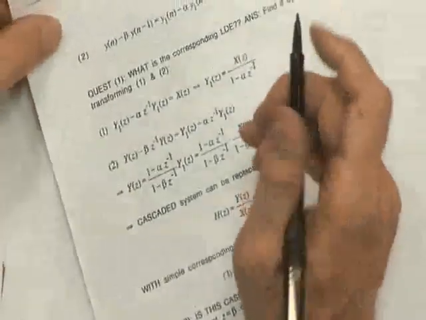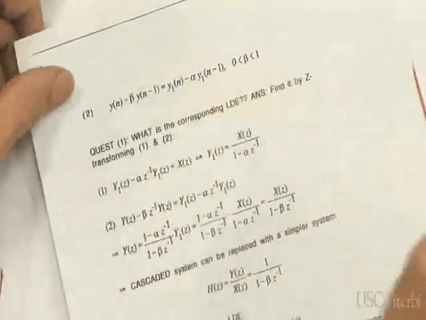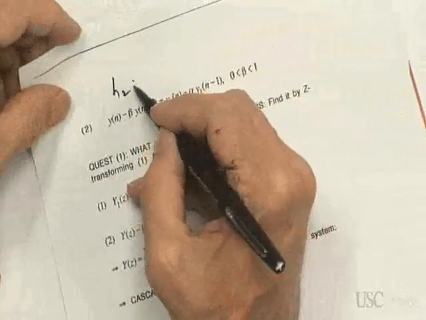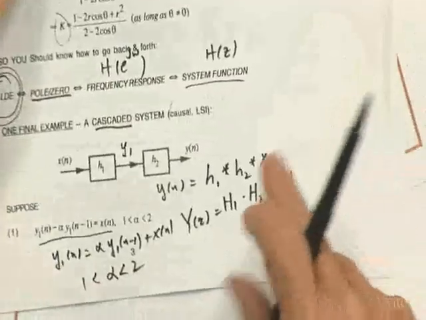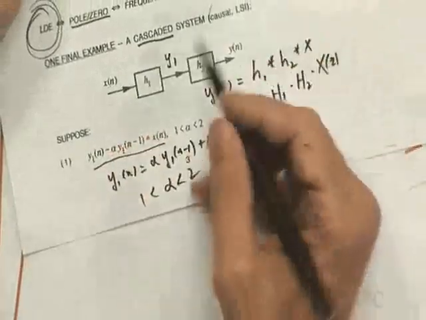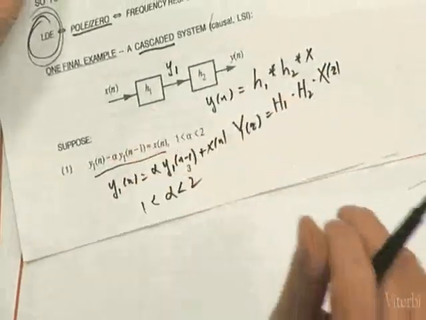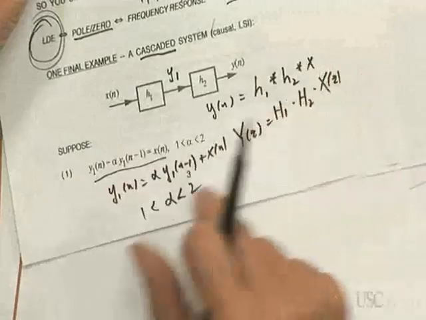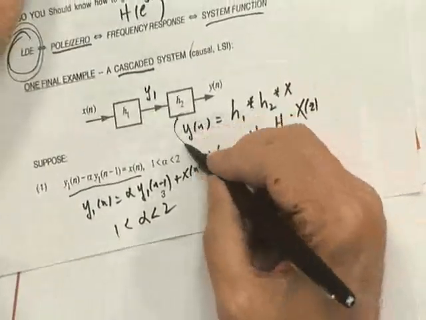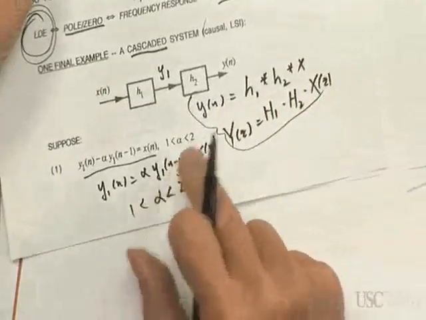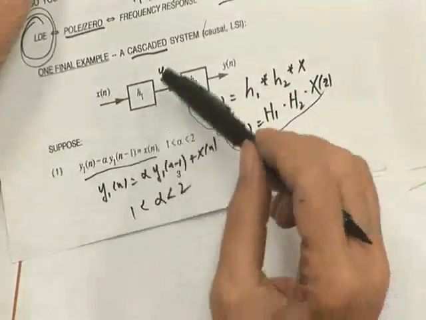Here is the difference equation for H2. I'm sorry, the previous one is the difference equation for y1, because y1 is the output from H1. I should have said that. So y1 is the output for this system, and this is a difference equation for this system H1.